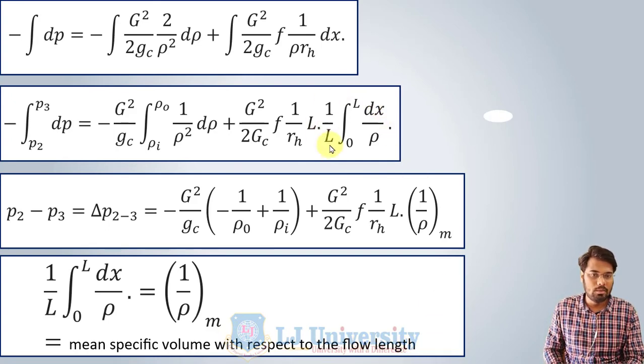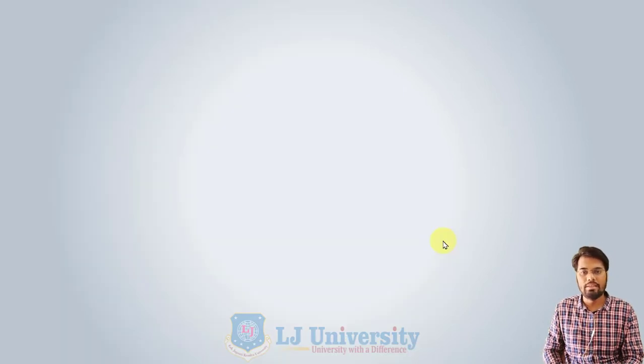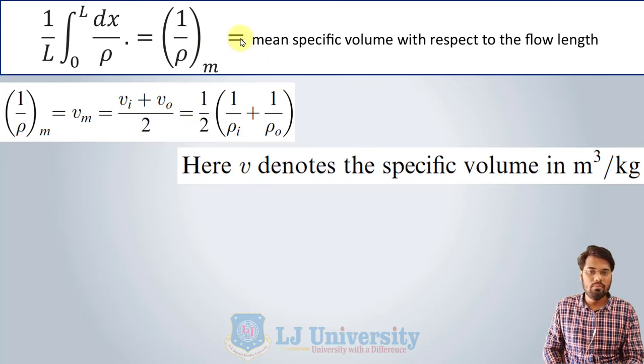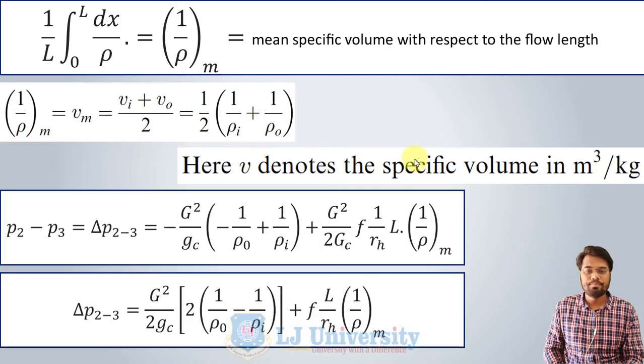which is the mean specific volume with respect to flow length. So instead of this term, we can write 1 upon rho mean, which is the mean specific volume with respect to flow length. Replacing this term with 1 upon rho with suffix m, which represents the mean specific volume with respect to flow length, we have 1 upon rho mean equal to 1 by 2 in bracket 1 upon rho I plus 1 upon rho O, or Vi plus Vo divided by 2, where V is the specific volume in meter cube per kg. So we have this simplified form of the equation.